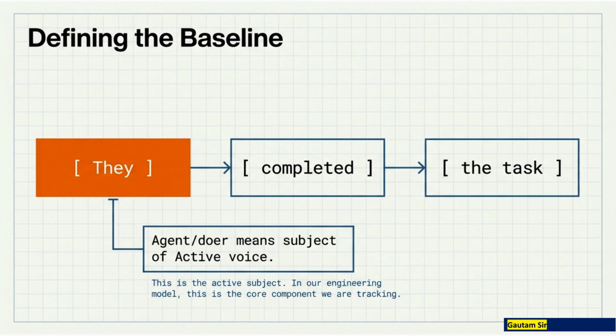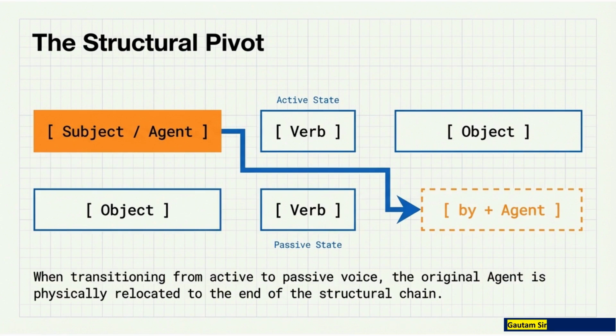Here are examples of when the agent is omitted. The agent is absent when it is obvious, unknown, or if the speaker chooses to emphasize the action over the doer. A summary of the core differences. Active voice emphasizes the doer, while passive voice emphasizes the receiver. Passive voice is preferred in scientific or formal writing, where objectivity is key.